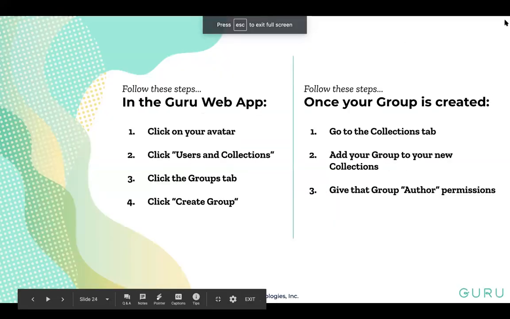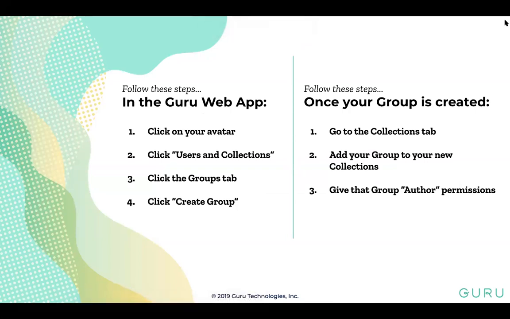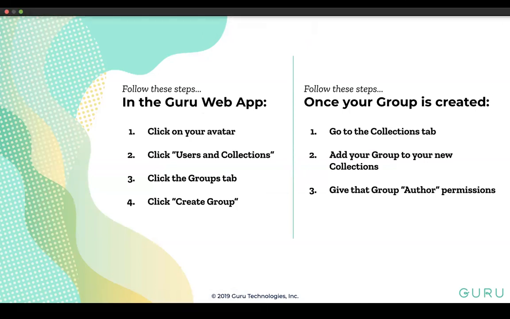Now you try. In the web app, go to users and collections and create a group. Once the group is created, add the group to whatever collections you want them to be in. Give the group author permissions where they need. I'll give you guys another 4 minutes to try this out. I'll be here on the chat if you need me.